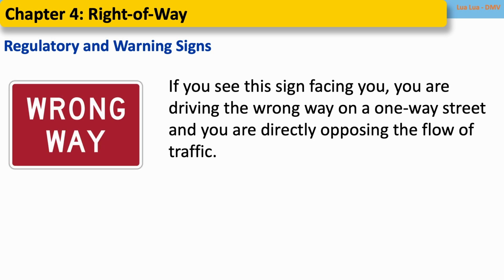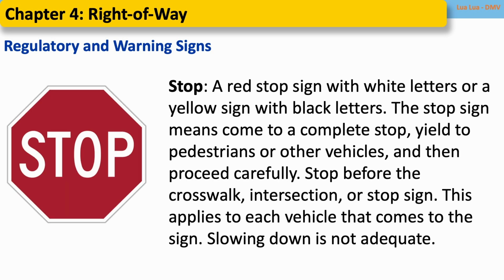If you see this sign facing you, you are driving the wrong way on a one-way street, and you are directly opposing the flow of traffic. Stop. A red stop sign with white letters or a yellow sign with black letters. The stop sign means, come to a complete stop, yield to pedestrians or other vehicles, and then proceed carefully.